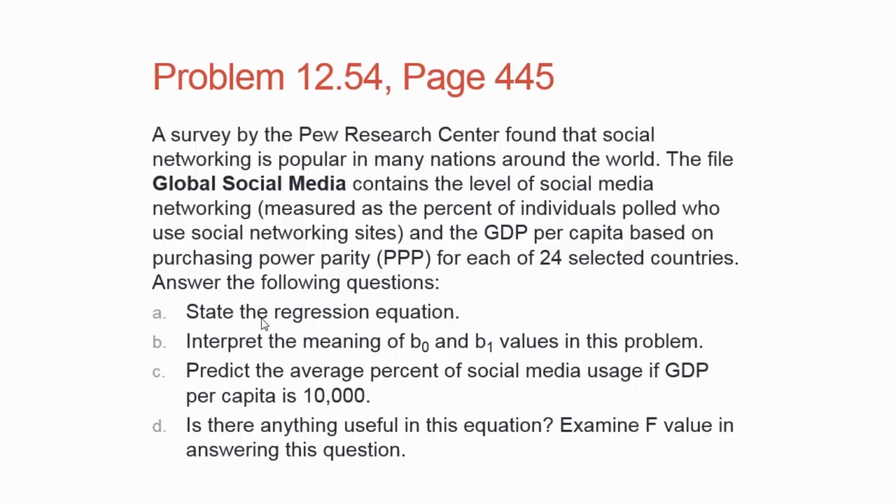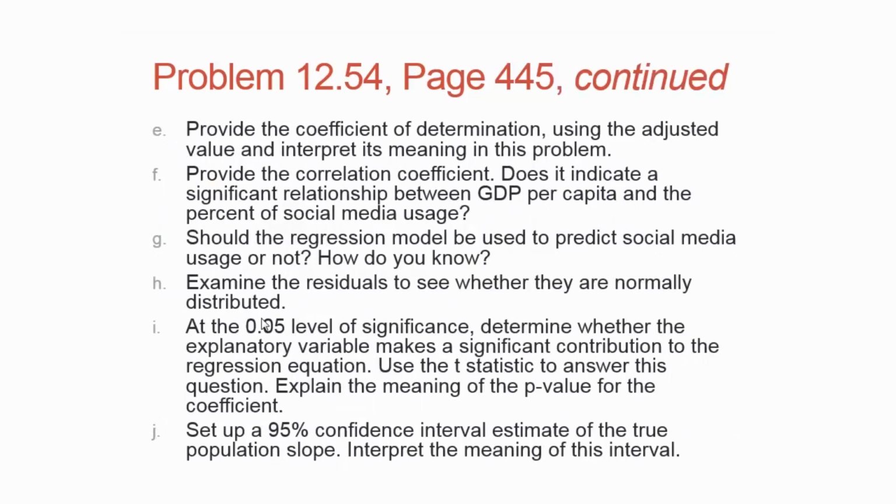So these are the questions. State the regression equation. Interpret the meaning of the B0 and the B1 values in this problem. Predict the average percent of social media usage if GDP per capita is 10,000. Is there anything useful in the equation? And here we want to examine the F value to answer the question. Provide the coefficient of determination using the adjusted value and interpret its meaning in the problem. Provide the correlation coefficient. Does it indicate a significant relationship between GDP per capita and the percent of social media usage? G, should the regression model be used to predict social media usage?